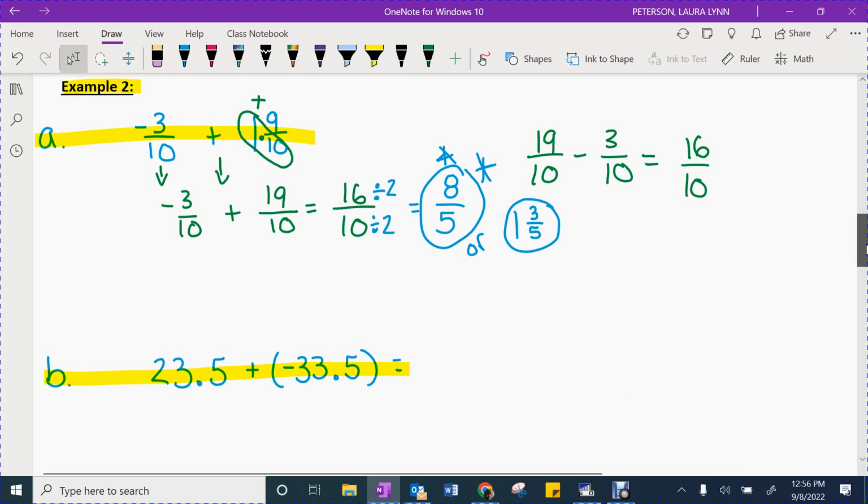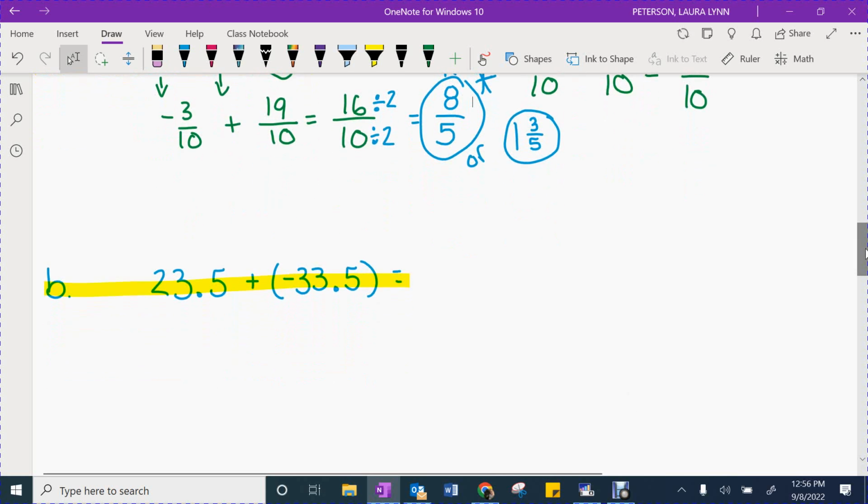Let's try B. B is dealing with decimals. So the first thing I'm going to do is figure out if I'm adding or subtracting. Well, I notice that these numbers have opposite signs. One is positive, 23.5, and one is negative, which is negative 33.5. Well, that means we subtract. So when I say subtract, I truly mean big number, 33.5, take away small number, 23.5.